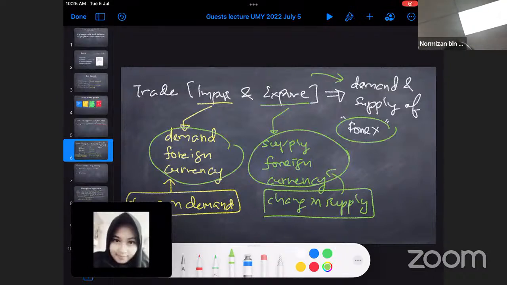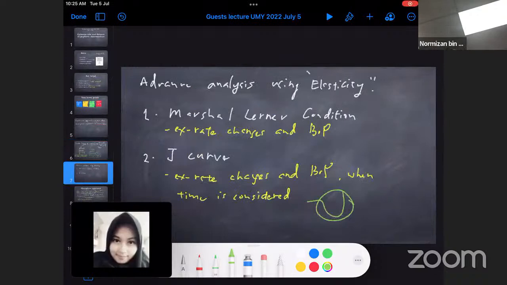Sebenarnya hubungan ini biasa, sebab kita memang dah tahu bahawa import dan export memberi kesan kepada exchange rate, dan exchange rate memberi kesan kepada import dan export. So ini kaedah untuk kita menerangkan hubungan tersebut. So analisis lanjutan kepada elasticity ini, yang pertama, kita boleh lihat pada analisis yang dipanggil syarat Marshall Lerner. Okay, dalam bahasa Melayu kita panggil syarat Marshall Lerner.